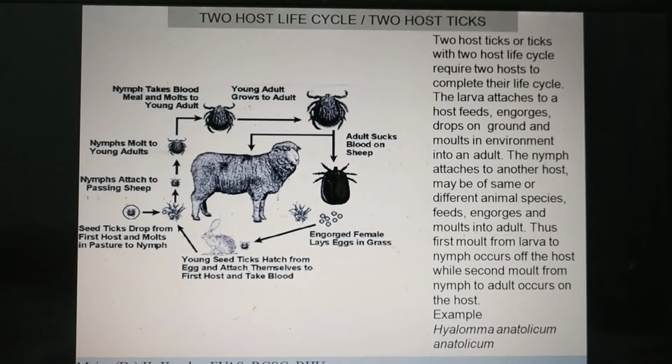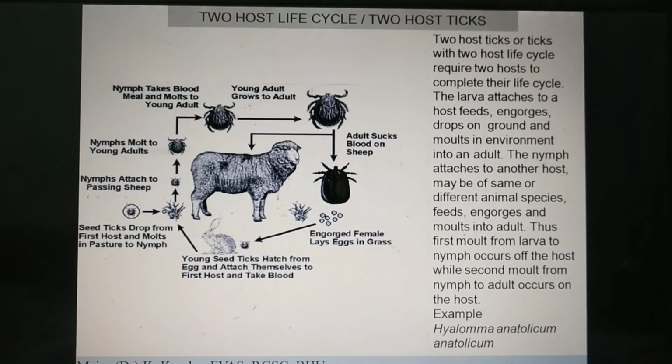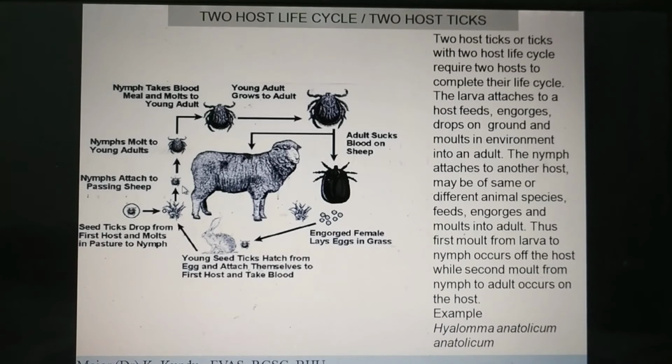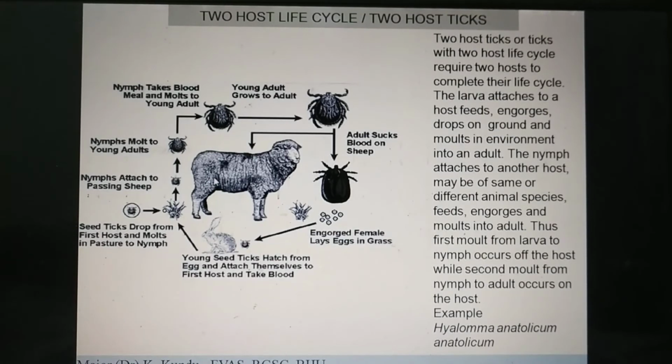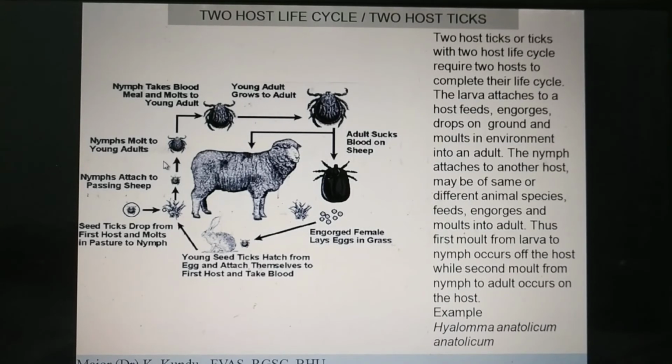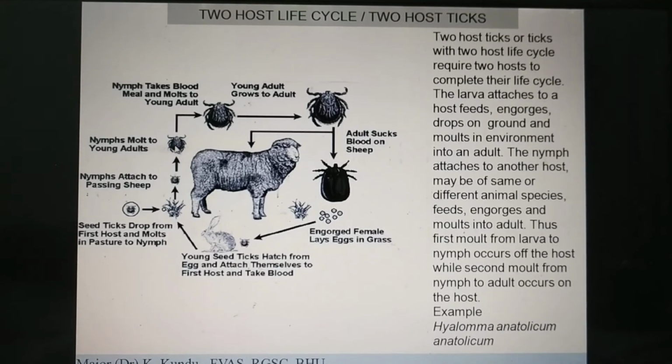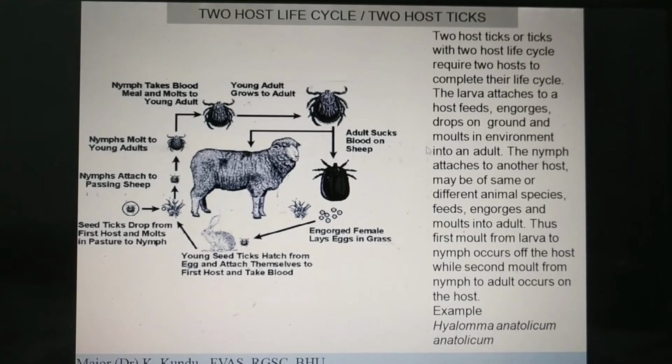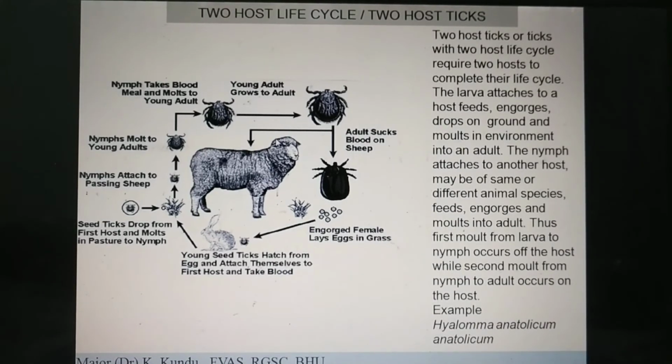Now coming to two host ticks. So in two host ticks, what happens? The larva attaches to the body of the host, it feeds. After feeding, it will molt into the nymph. The nymph will also feed on the same host, on the first host itself. And then after feeding, when it engorges, it will fall from the host. Now on the ground, this nymph will molt into an adult.